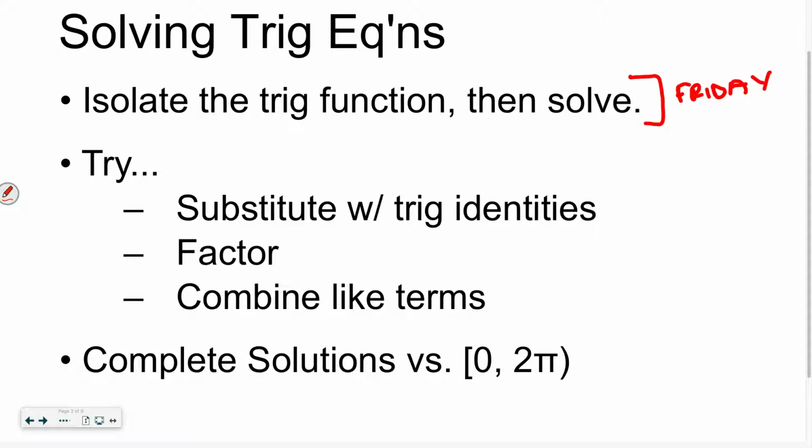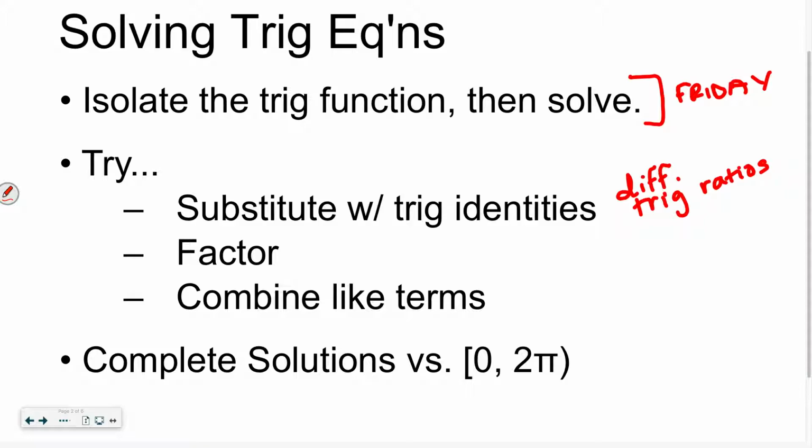If you can't just isolate the trig function, if it's not that cut and dry like we're going to see today, I have a list of things you can look for or things that you can try. So you might try substitution with a trig identity. This is really useful when you have different trig ratios or functions in the same equation. You can't really solve an equation that has a sine and a cosine in it. You'll have to have it all in sines or all in cosines. So you might make a substitution.